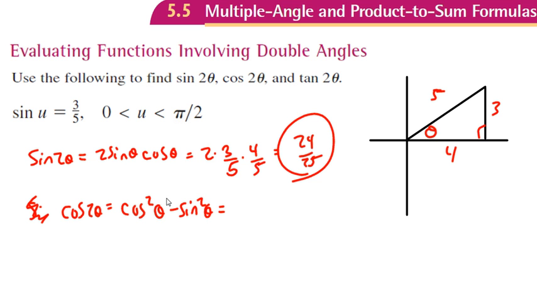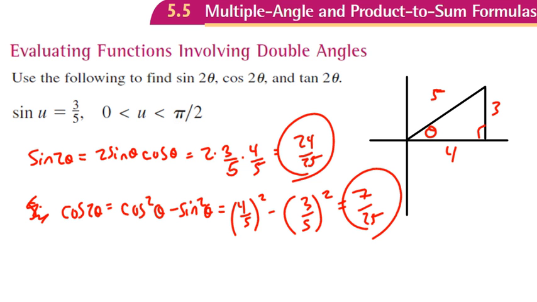So cosine squared, cosine again is 4 over 5, so it's going to be 4 over 5 squared minus sine squared. Sine is 3 over 5, so it's 3 over 5 squared. Cool, we're doing all that. That's 16 over 25 minus 9 over 25, and all that, so we'll get 7/25. Cool beans. This isn't too bad, right? We just create the triangle, plug them in, got it, it's cool.